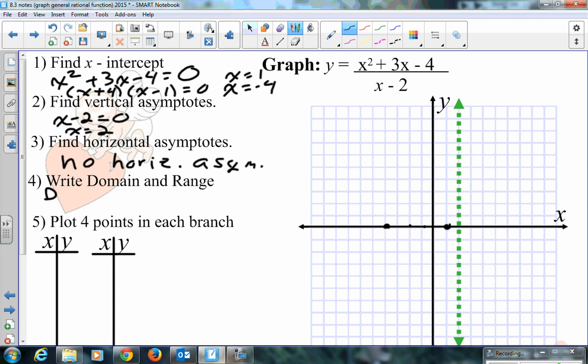So let's look at our domain here. Our domain is going to be all real numbers such that x is not equal to 2. Now, you'll notice I said plot 4 points at each branch. Sometimes you kind of have to play with this to get enough points to actually see what's going on. Now, I already have that x equals 1 and x equals -4 are in my left branch, so I'm certainly going to use those.